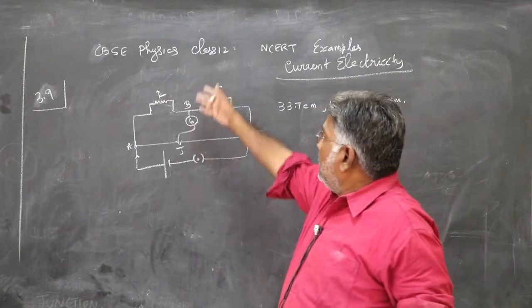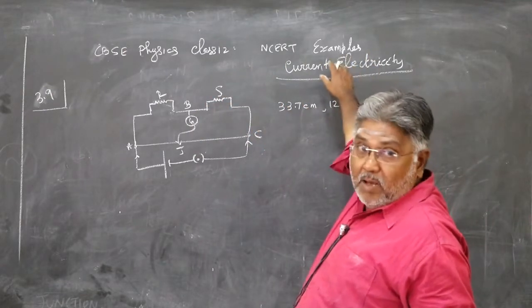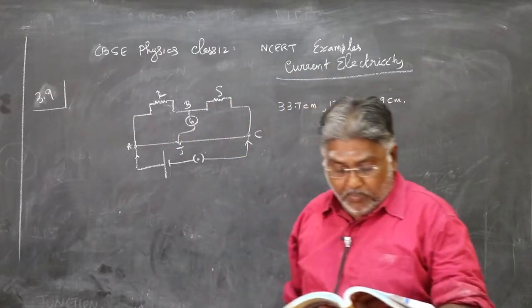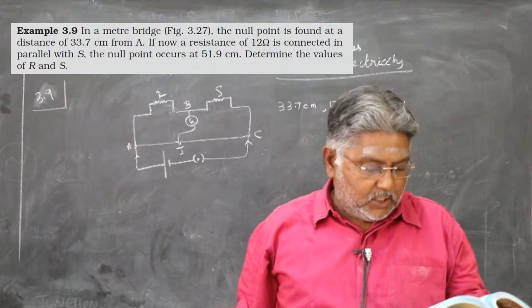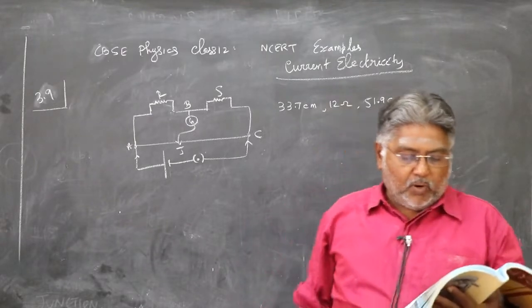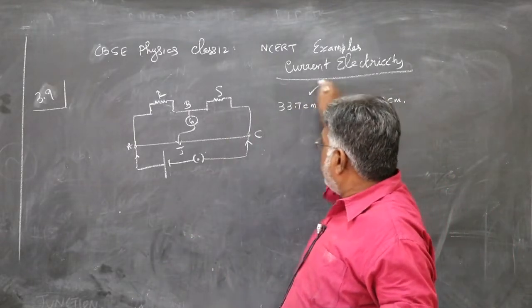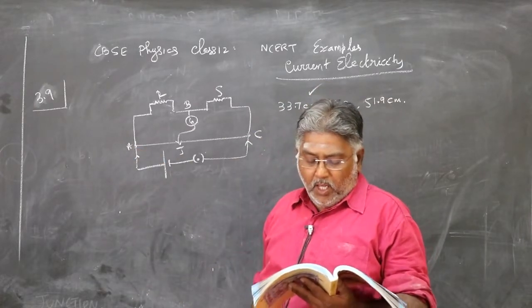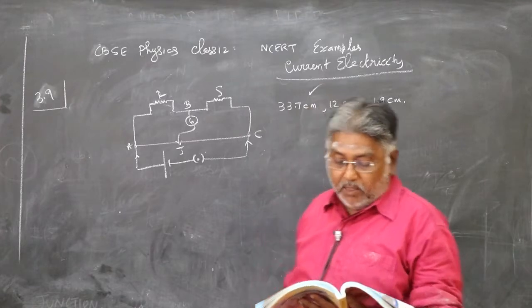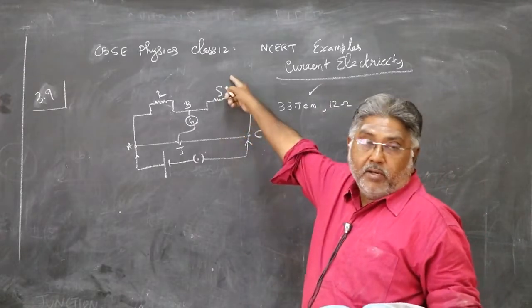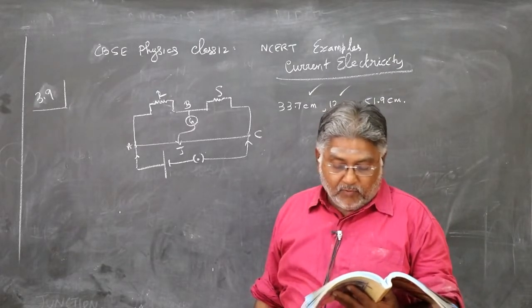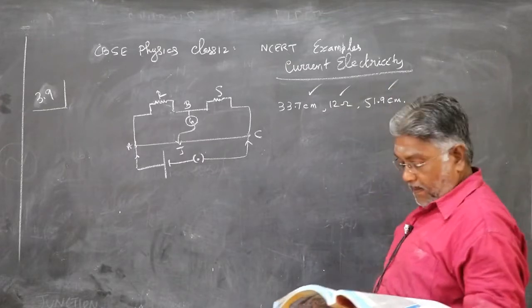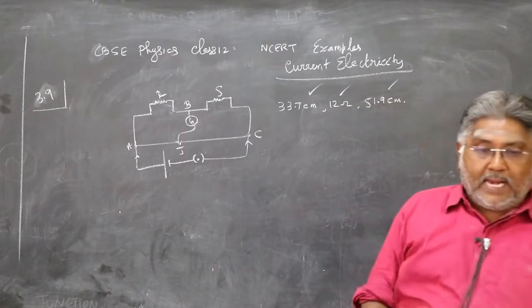Now we see CBSE Physics Class 12 NCERT examples, current electricity, example 3.9. In a meter bridge, the null point is found at a distance of 33.7 centimeter from A. If now a resistance of 12 ohm is connected in parallel with S, the null point occurs at 51.9 centimeter. Determine the values of R and S.